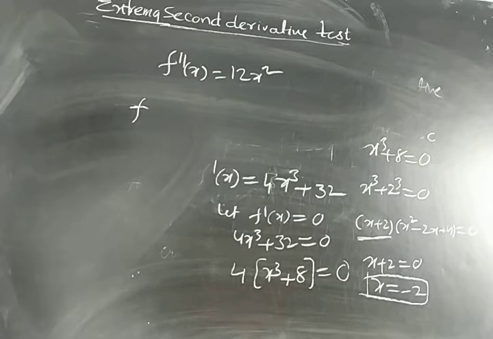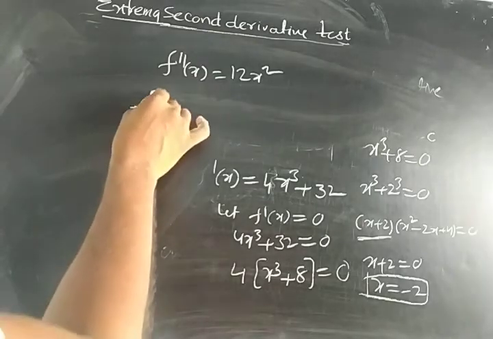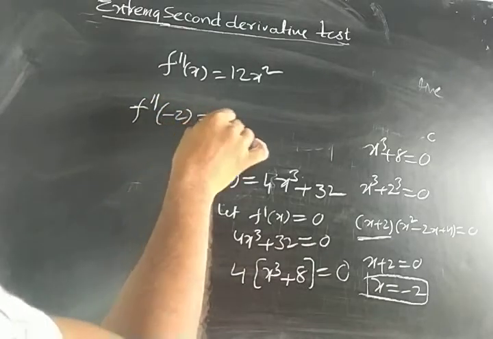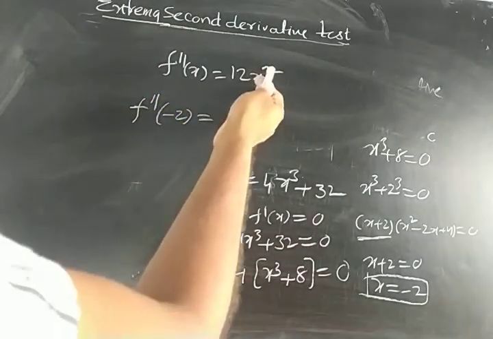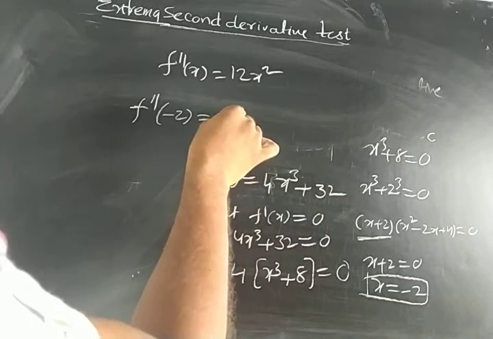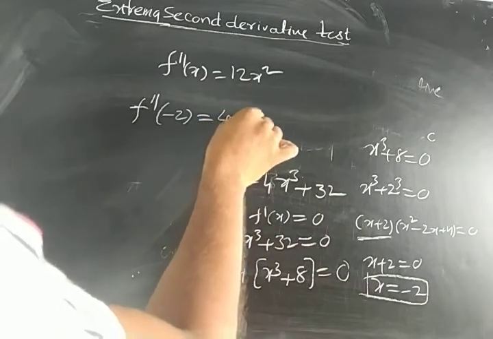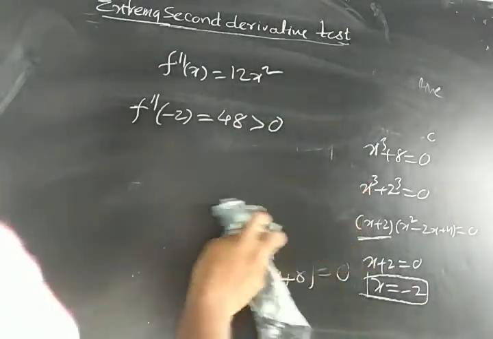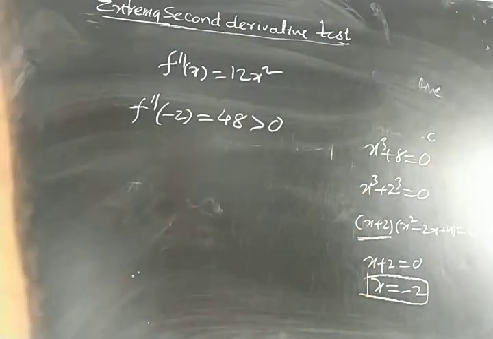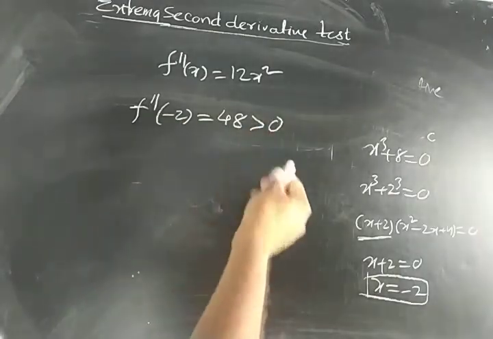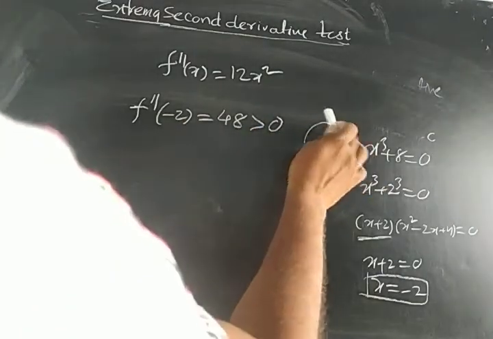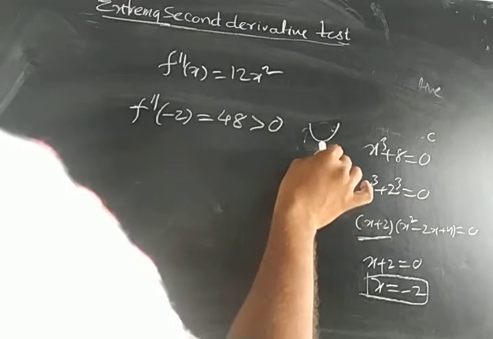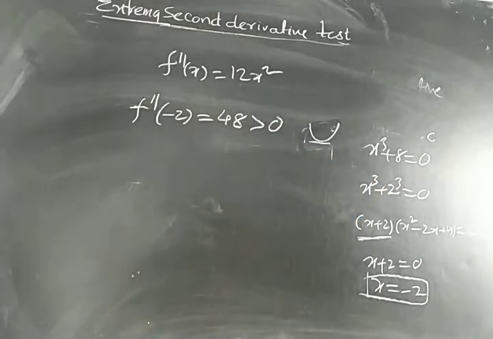Test minus 2. Why? Because minus 2 is the critical point. f double dash of minus 2: at minus 2 you get 48, which is positive. If it is positive, then the concavity, f double dash greater than 0, is concave upward like this. So it attains a minimum value. Therefore the function has a local minimum.